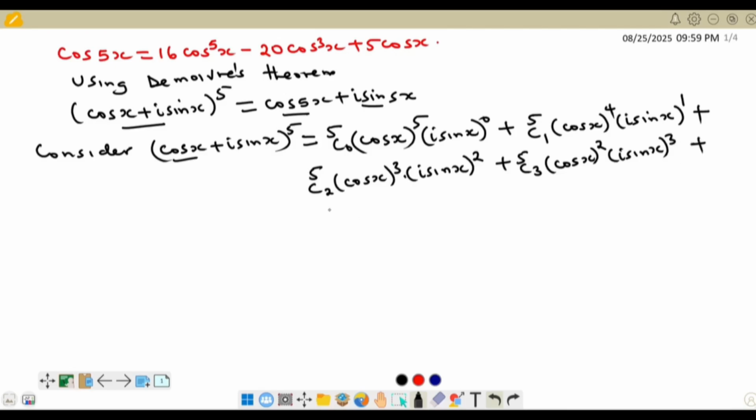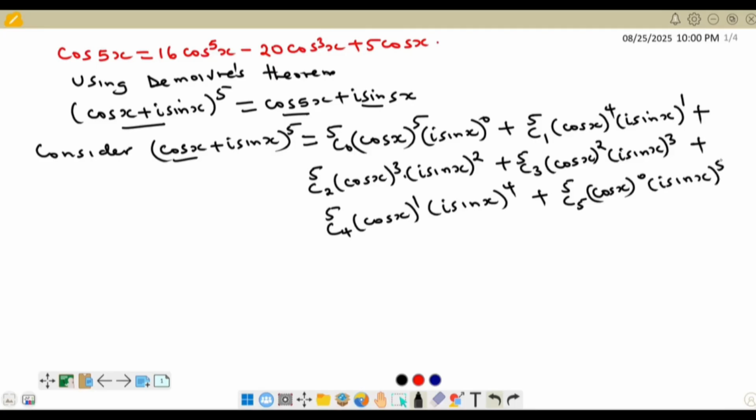Then the next one will be 5 combination 4. The term will be cos of x to the power 1, then i sine of x will be to the power of 4. Then the last one will be 5 combination 5. The power for cos of x will be 0, and i sine of x will be to the power 5. So that is how we can expand this.